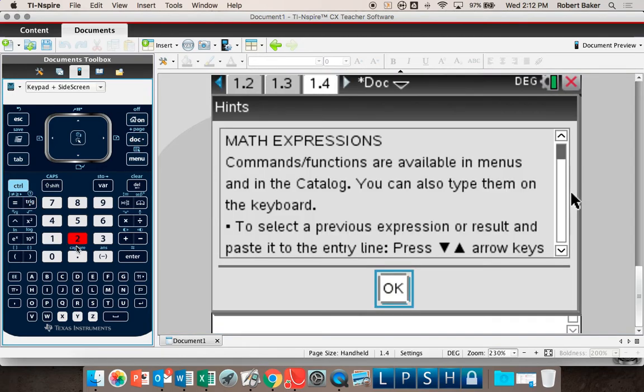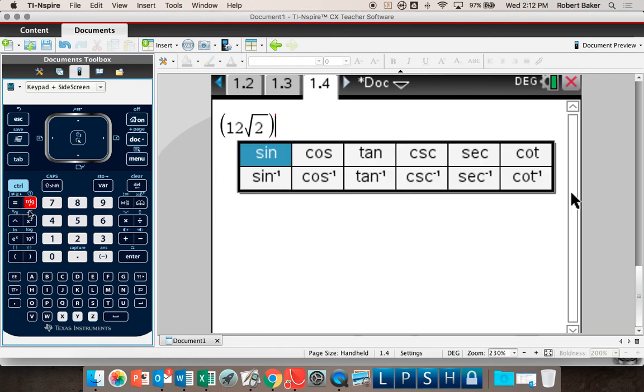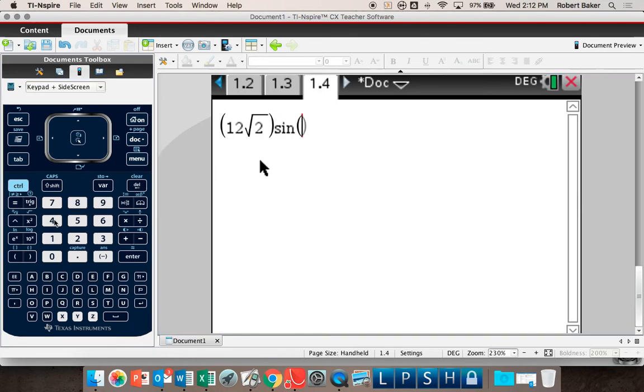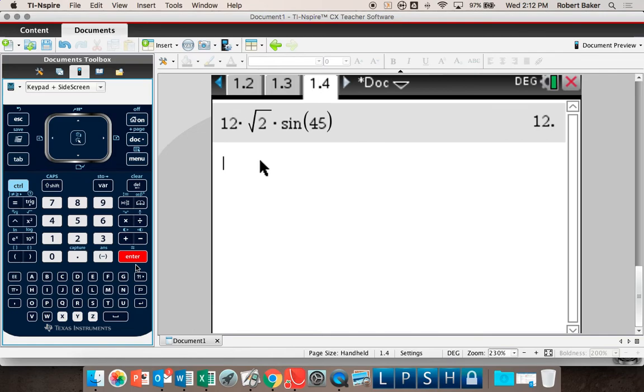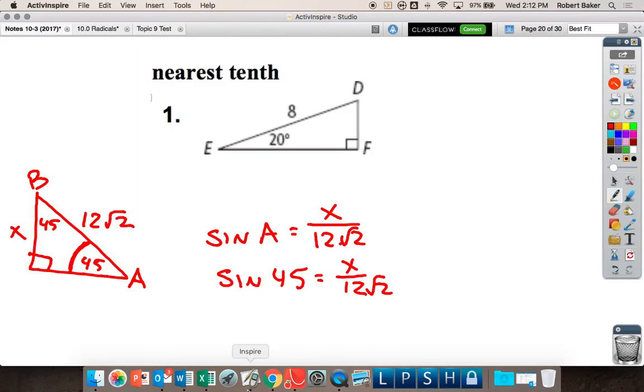12 square roots of 2 times the sine of 45. It is 12. The calculator will do this work for you. Does that tie it together on the purpose of this? So we're trying to get to this part tomorrow.